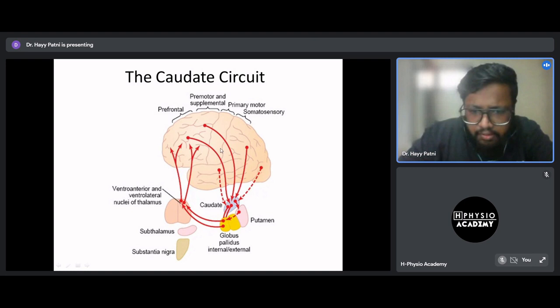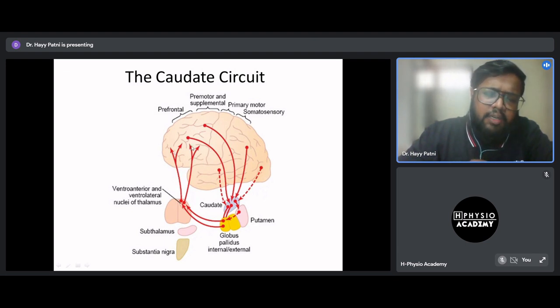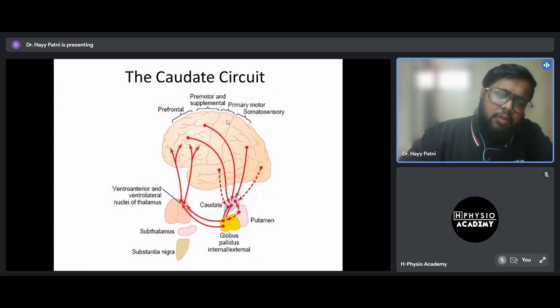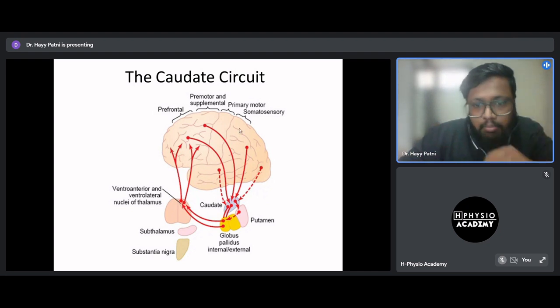After we get the signals, the caudate transfers them to the globus pallidus internal. From the globus pallidus internal, it goes to the ventroanterior and ventrolateral thalamic nuclei, and then again to the prefrontal or frontal areas. You can see there is no direct connection to the primary motor areas. That is why I told you that the BG is not directly responsible for initiating a cognitive or voluntary motor pattern as such, but rather it modulates it.